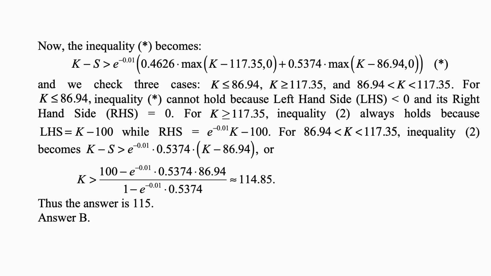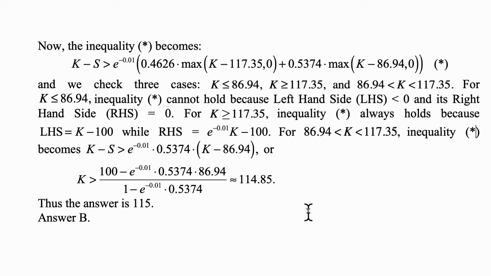For k less than or equal to 86.94, this inequality star cannot hold because the left-hand side is less than 0 and its right-hand side is equal to 0. For k greater than or equal to 117.35, inequality star, my apologies, always holds because the left-hand side is k minus 100, while the right-hand side is e to the minus 0.01 times k minus 100. For k between 86.94 and 117.35, this inequality star becomes k minus s is greater than e to the minus 0.01 times 0.5374 times k minus 86.94.